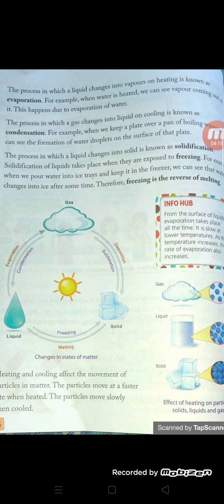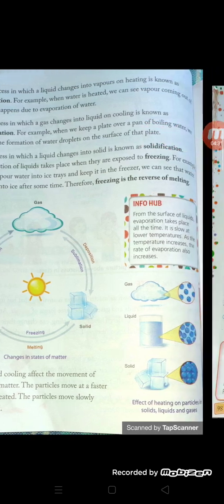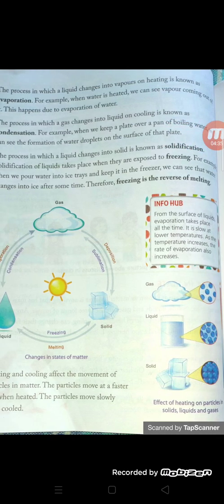Changes in states of matter. There is a mistake in the picture. Solid, that is ice, cannot directly change into gas. Examples of substances that can change directly into gas are camphor or naphthalene. Next, info hub. From the surface of liquids, evaporation takes place all the time. It is slow at lower temperatures. When the temperature is low, the evaporation rate is slow. As the temperature increases, the rate of evaporation also increases.